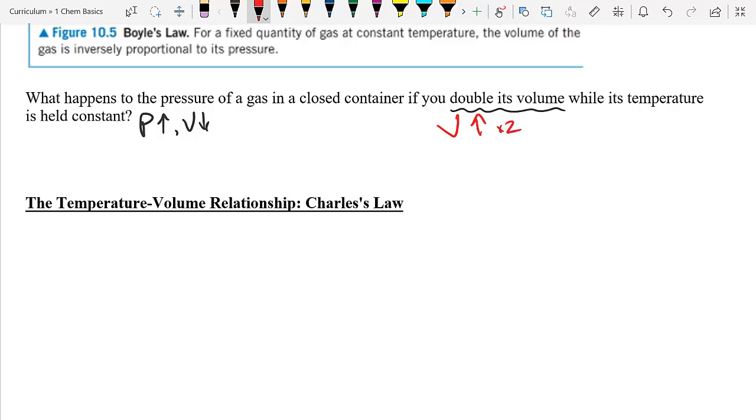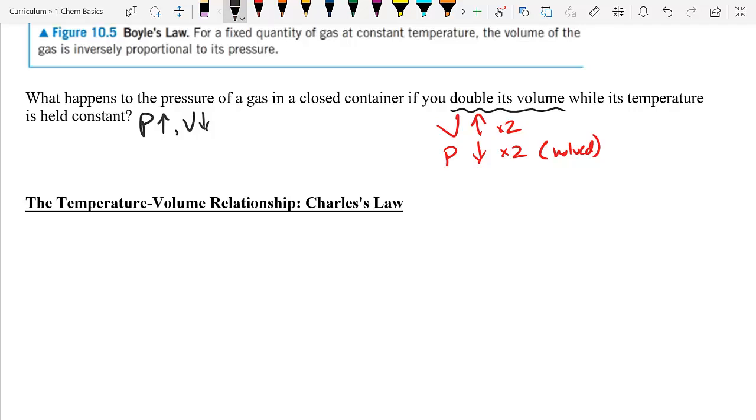Now, the question is, again, what happens to the pressure? Well, if the volume goes up, pressure should go down, and the amount that it goes down by is twice the volume. It goes down by 2 times its original value. Another way to think about that is it is halved, 1/2 the volume. So the pressure goes down to half what it originally was.